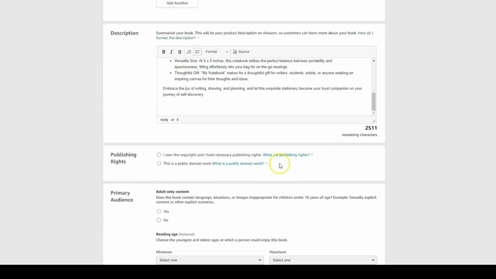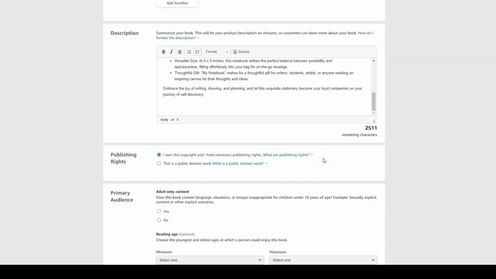So the next thing we have to do is to click whether we own the publishing rights. And of course we have created this book. So we click I own the copyright and hold necessary publishing rights. And that is because you then tell Amazon that yes, you have the copyright for this book. So this is why it's very important that you have all the necessary licenses for any images that you use.